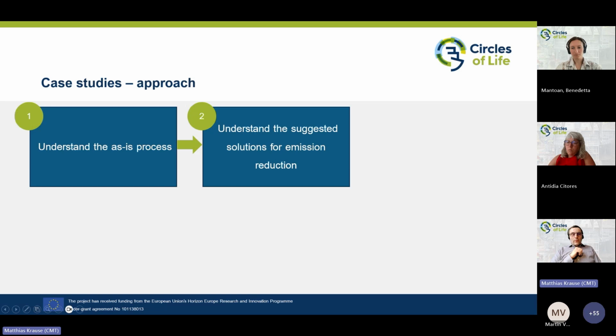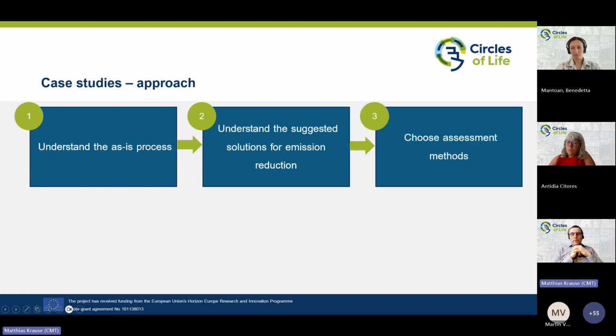Then, third step, choosing the assessment method. Different emission estimation techniques will be selected based on the specific processes and emissions. Methods such as direct measurement, mass balance, engineering calculations, and acknowledged emission factors will be applied.